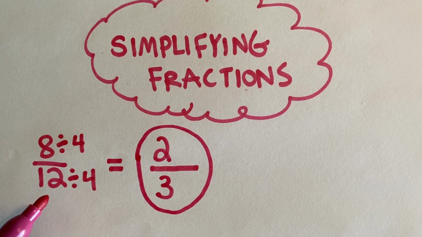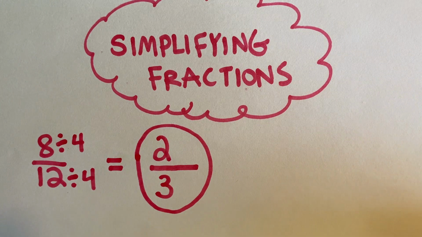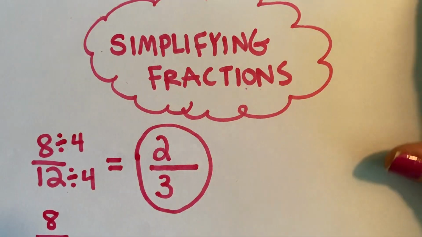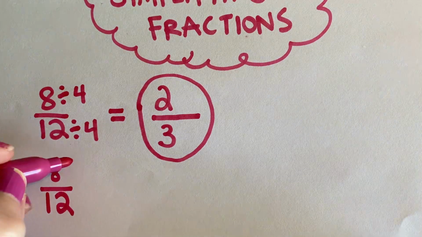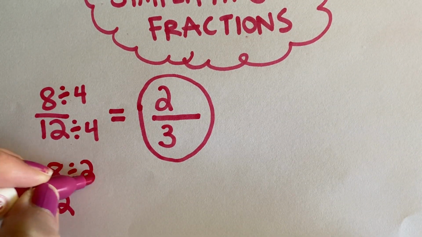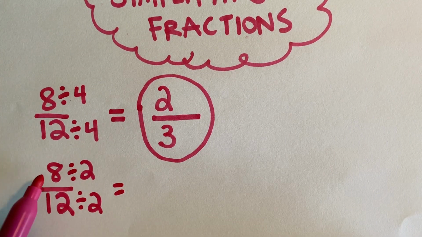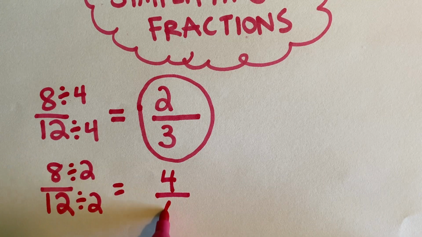Now, if you mess up, it's not really a mess up. If you would have done 8/12, and say you didn't realize that you could divide by 4. Maybe you thought, I'll do 2. Let's see what happens. So if you divide the numerator and denominator by 2, 8 divided by 2 is 4, and 12 divided by 2 is 6.